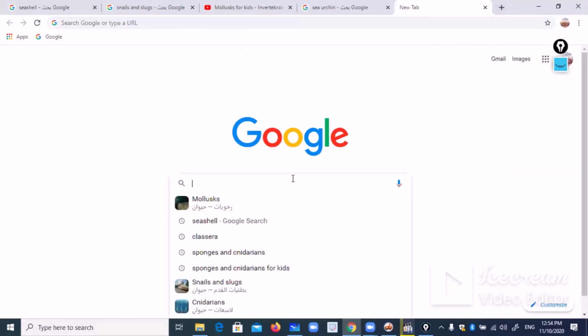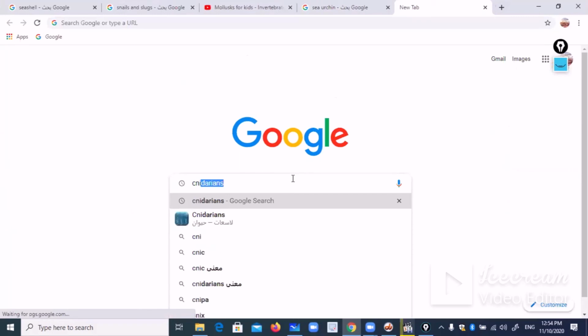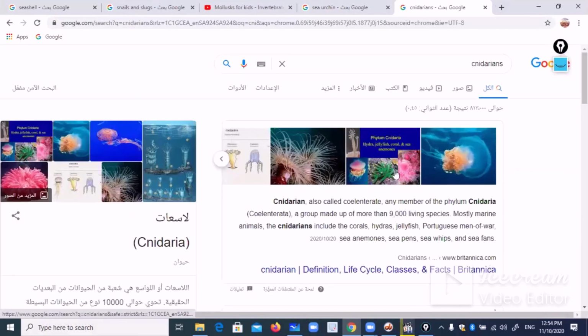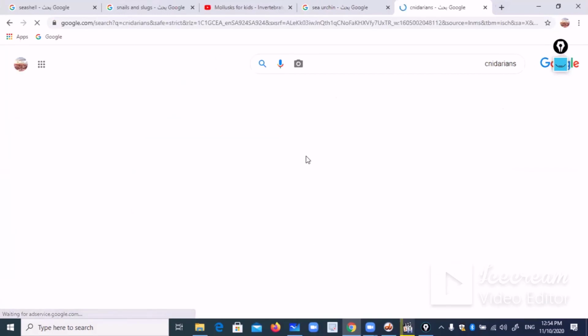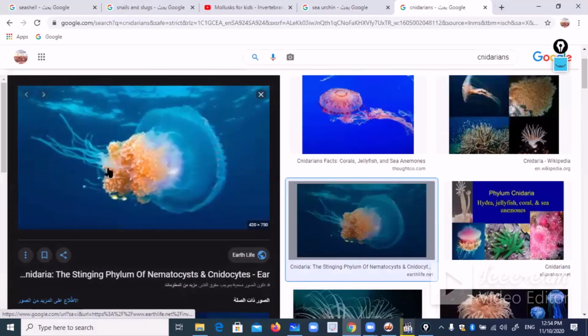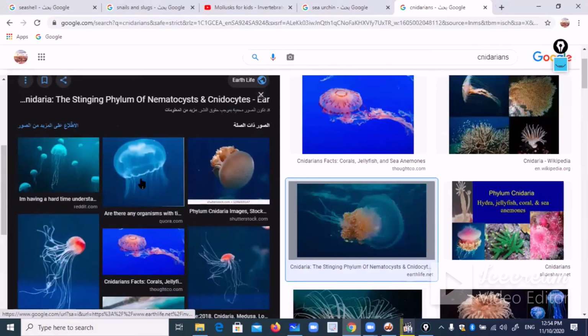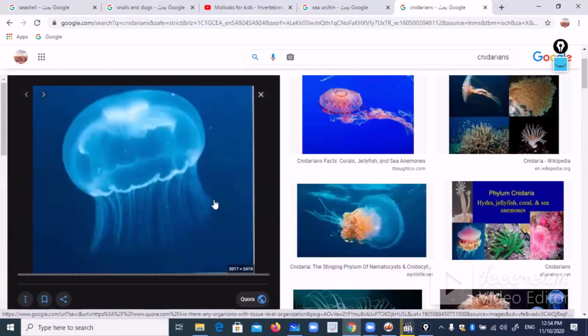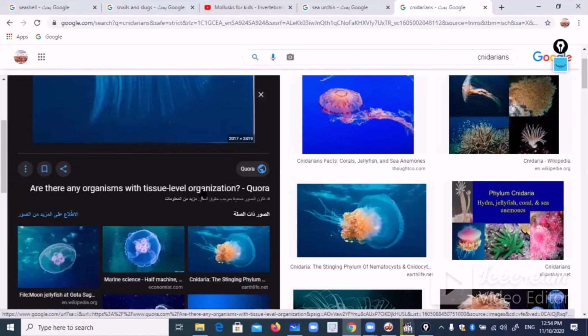Okay, Cnidarians. Now look. These are the Cnidarians. You can see the jellyfish, the arm-like parts called tentacles, and the poisonous stinging cells. Subhanallah. Look, guys, there are different shapes of jellyfish. This is very dangerous. Sometimes it can hurt the human body, and sometimes it can kill.